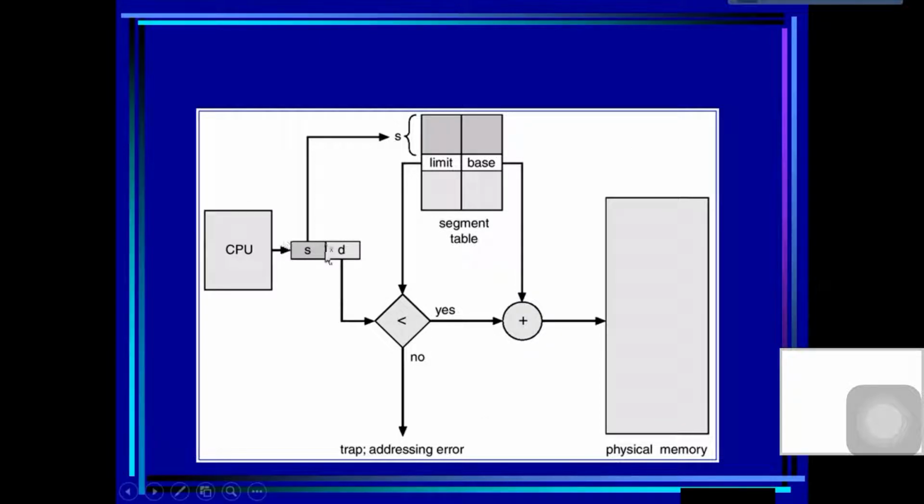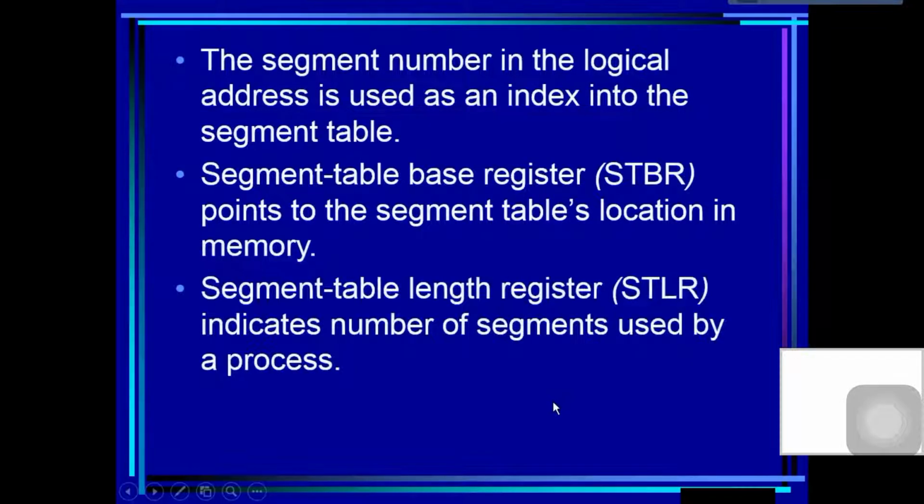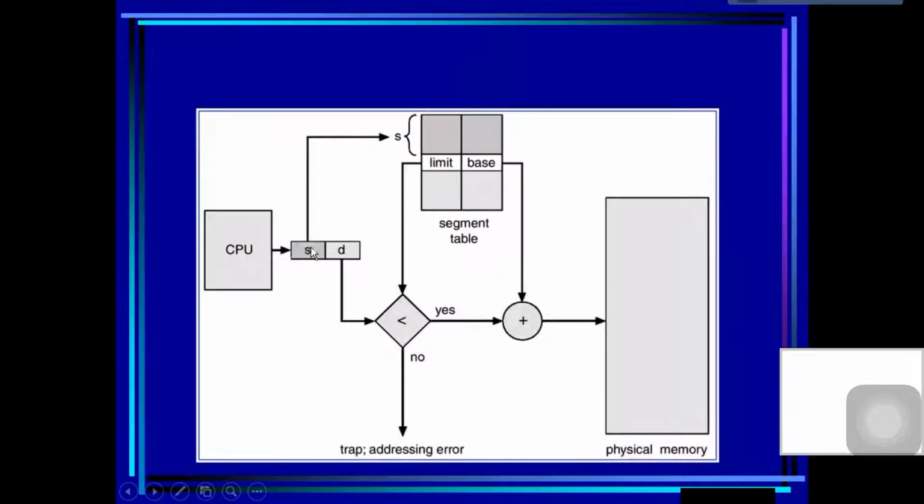If the logical segment number is smaller than the segment table length register, it is legal. Then the hardware will use the logical segment number as an index to search the segment table and get the limit of this logical segment, and compare the offset with the limit. If it is smaller than the limit, then it is legal. Otherwise, the hardware will trap to the operating system, and this address is illegal.